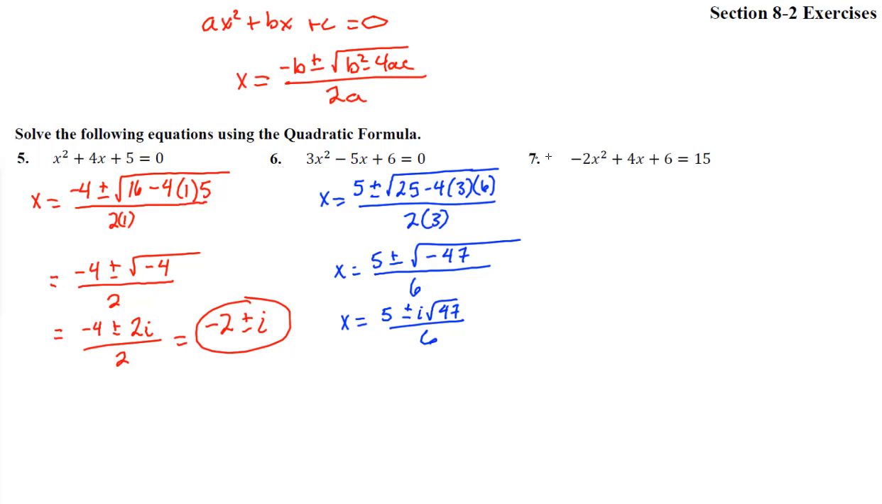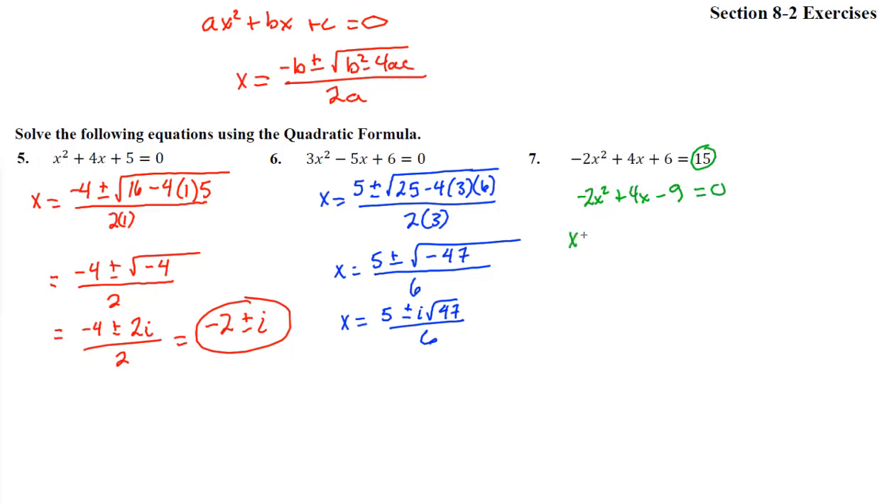Number 7, negative 2x squared plus 4x plus 6 equals 15. Notice we're not ready to use the quadratic formula yet. We have negative 2x squared plus 4x. We've got to subtract the 15 over here. So we get minus 9 equals 0. Ooh, big crucial thing. You can only use this formula when it's equal to 0.